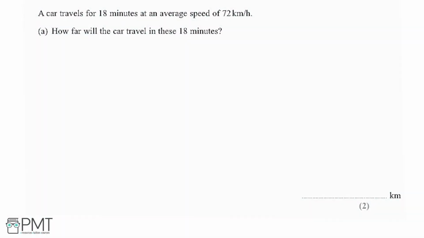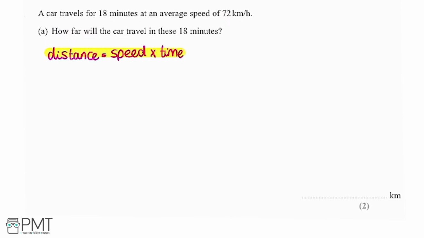A car travels for 18 minutes at an average speed of 72 kilometers per hour. In part A, we need to work out how far the car will travel in the 18 minutes. So for this, we need to use this fact here, that distance is speed multiplied by time.